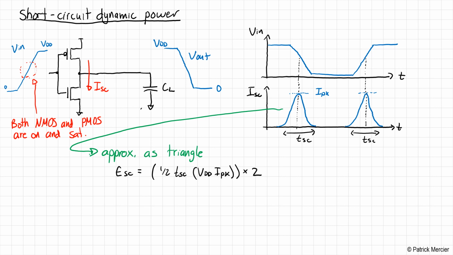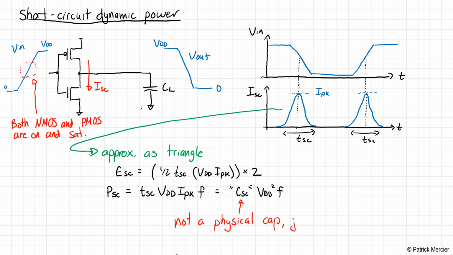Okay. And so therefore the short circuit power, P short circuit, is equal to T short circuit times VDD times I peak times F, where F is the switching frequency. Now this is kind of an inconvenient formula. It doesn't really follow the other formulas that we tend to use. So what we're going to do is say it's actually something like C short circuit, which we haven't defined yet, times VDD squared times F. You can say, well, how the heck did we get there? Well, basically what we do is we say that this C short circuit is not a physical capacitor, it's just a model.